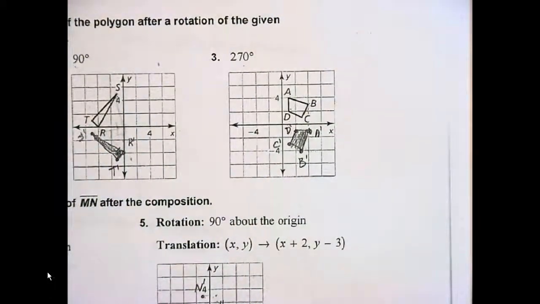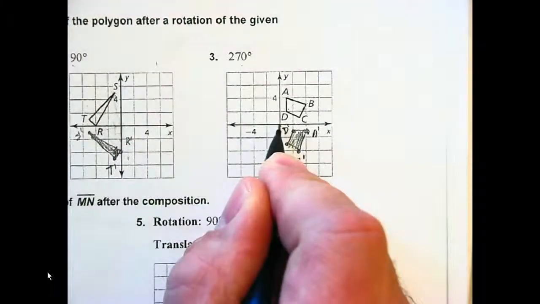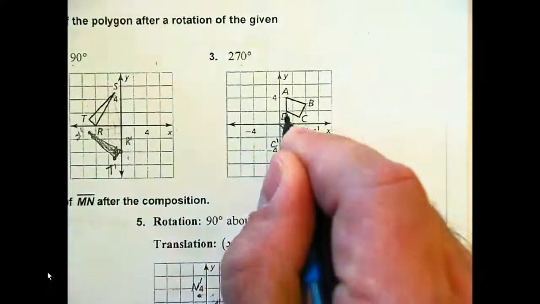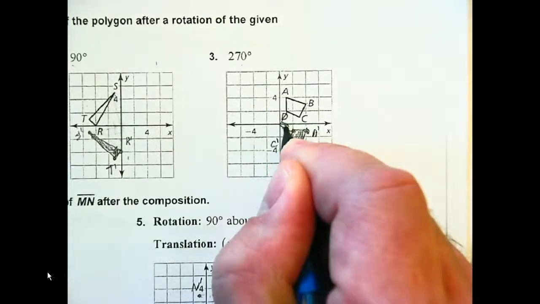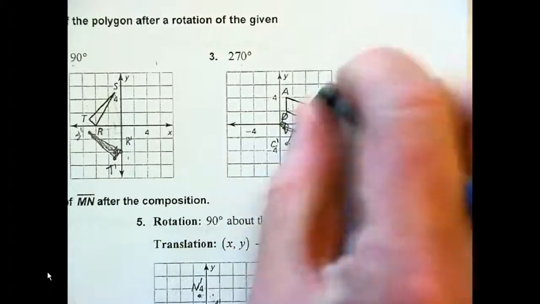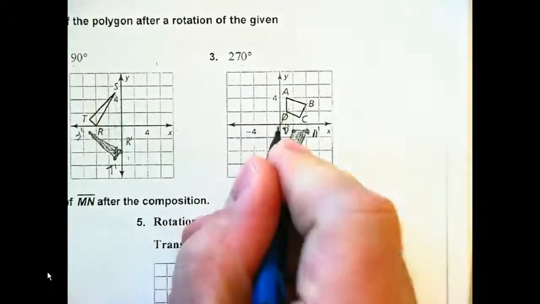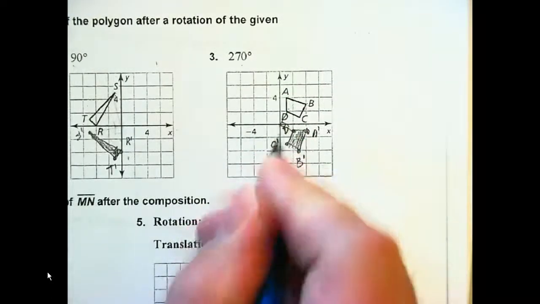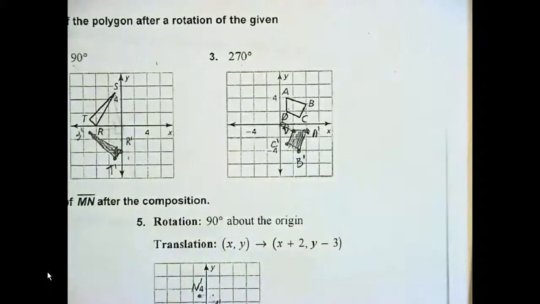Once again, if you want to check it, draw a line connecting the image to the pre-image through the center of rotation. Should be at 90 degrees. Did it right? I get it. In this case, it's 270, right?